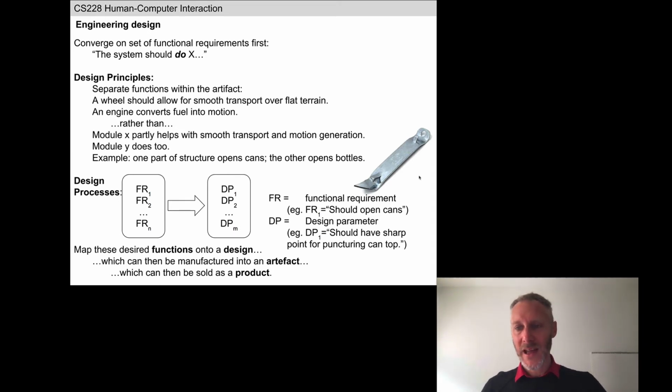Here's the simplest example I could think of a modular engineering artifact. We have this system here, a bottle and can opener, and as the name implies, it has two separated functions. One part of it punctures and opens cans, and the other one pulls caps off of bottles. What is the single word that summarizes the design principle we're talking about right now?